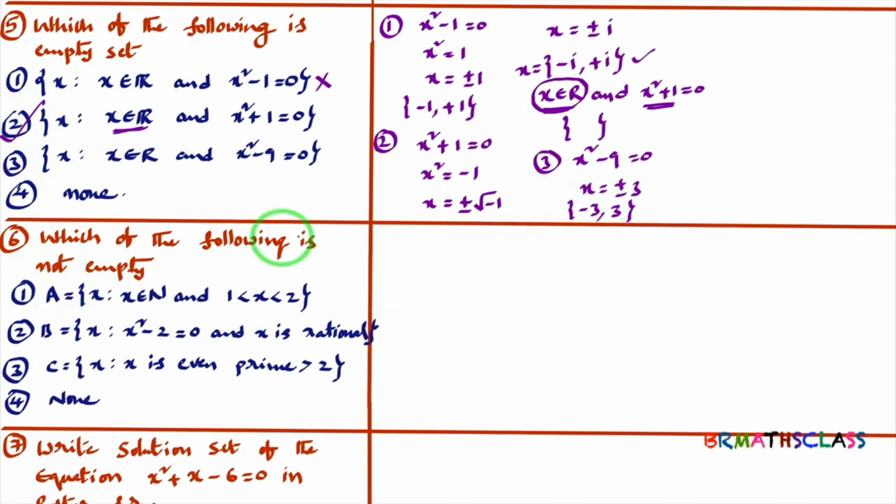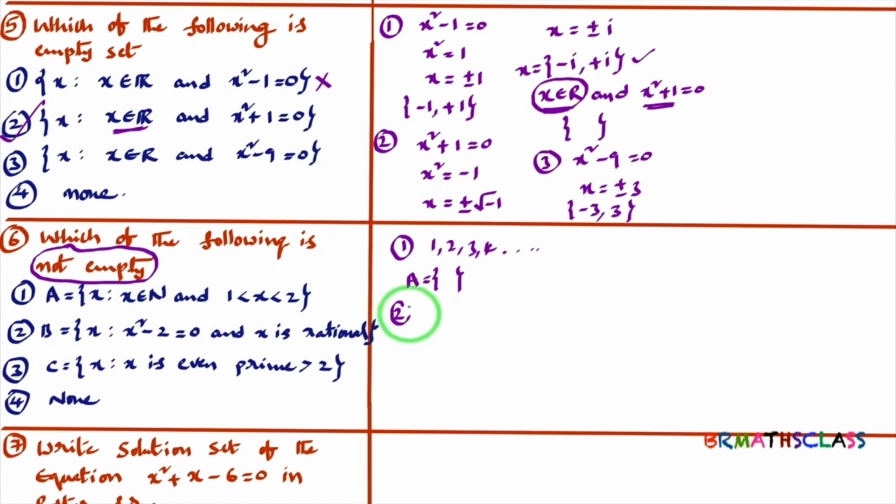So now sixth question. Which of the following is not empty? Try to understand here. They are specifying which of the following is not empty. We need to identify which one is not empty. Come to the first option. X is a natural number and x lies in between 1 and 2. What are the natural numbers in between 1 and 2? We know that natural numbers are 1, 2, 3, 4 like that. There is no natural number in between 1 and 2. As per the first option, set A is an empty set. But what they are asking is, which of the following is not an empty set?